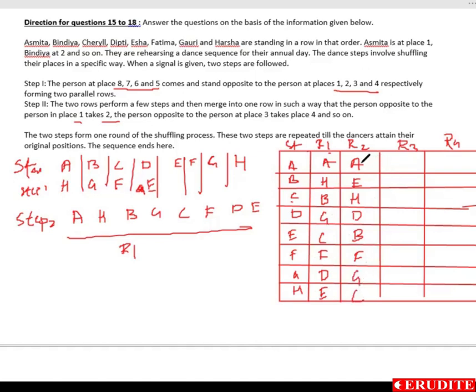Round 3. Now A was opposite C, so C will be next to A. G was opposite E, so G will be next to E. F was opposite H, so F will be next to H. And B was opposite D, so B will be next to D. That will be the end of round 3.